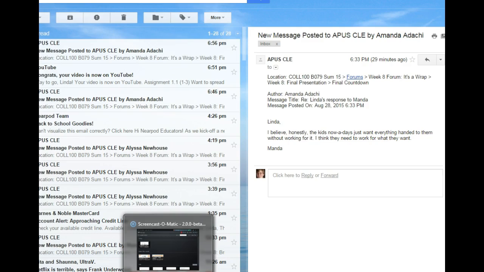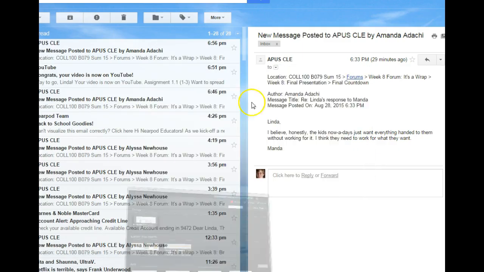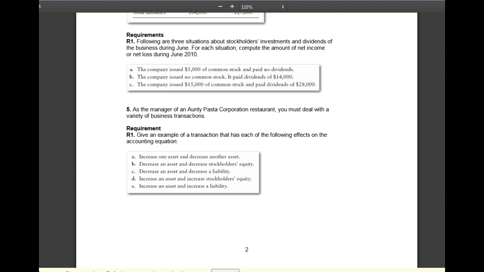Well, that's not very good. Hold on, let me stop this thing so we can figure out what. I found it. It was hiding in another browser.